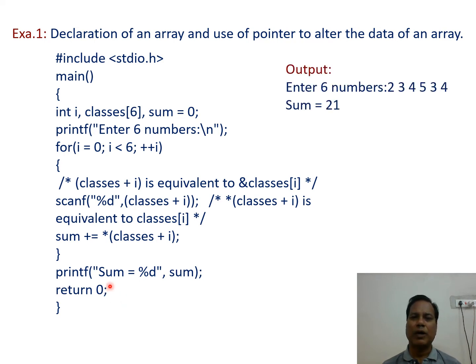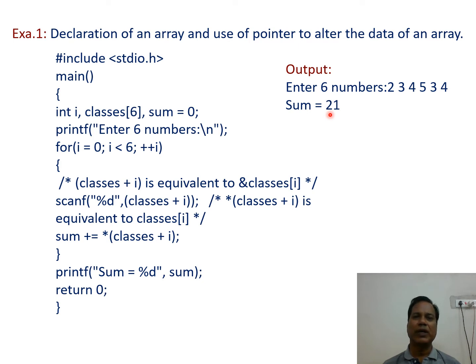When this program is run, we get the output like this: enter 6 numbers. So when the user enters 2, 3, 4, 5, 3, 4, each number is taken one by one and stored in different memory locations pointed by the array name, and then their sum is found. So sum equal to 21 is displayed.